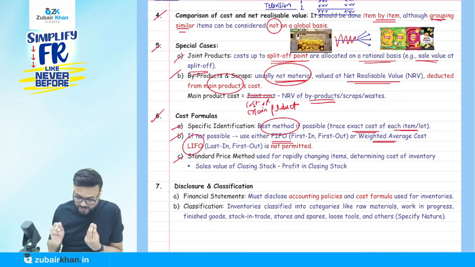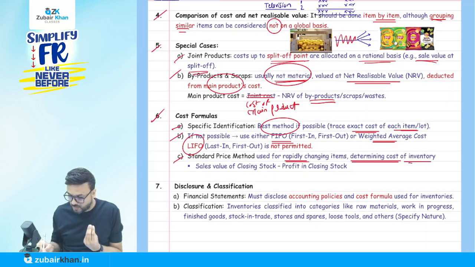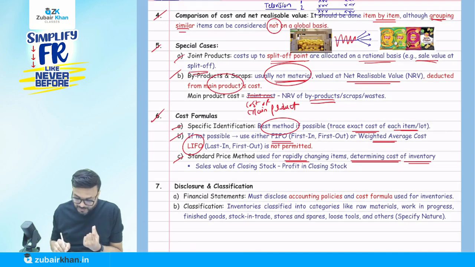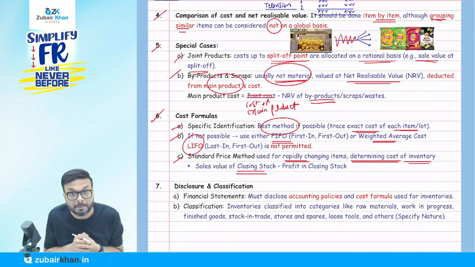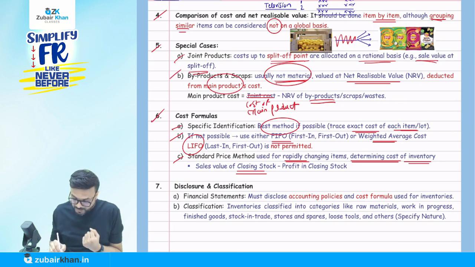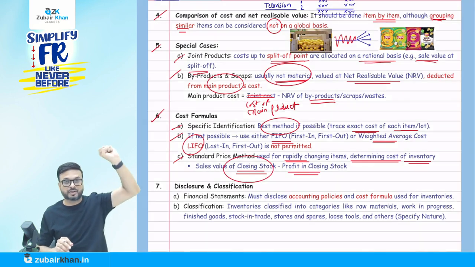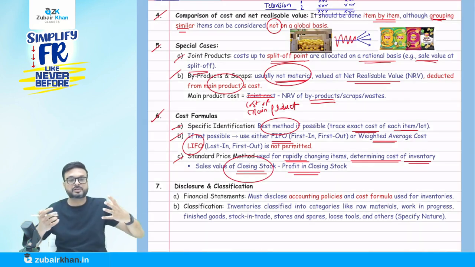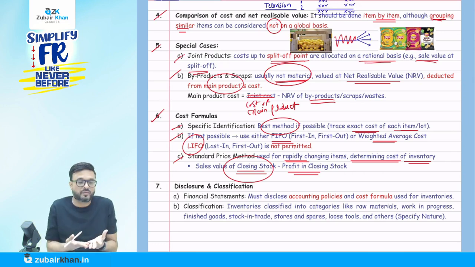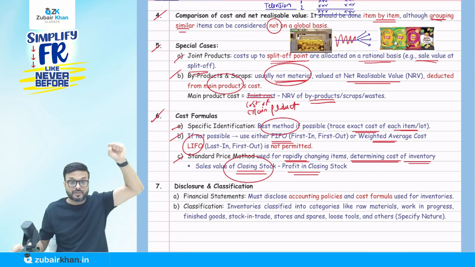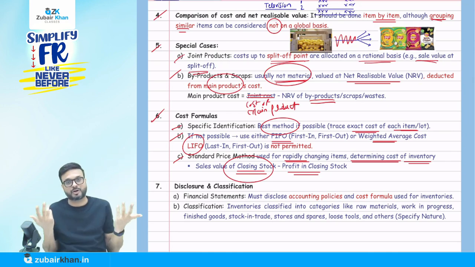The third is the standard price method, used for rapidly changing items, for determining the cost of the inventory. So they say, take the sale value of the closing stock, minus the profit. I mean to say sale minus the profit, that is cost only. If we are not able to find the cost, we'll take the sale value of the closing stock, reduce the profit component from that, and we'll come to the cost of the closing stock.